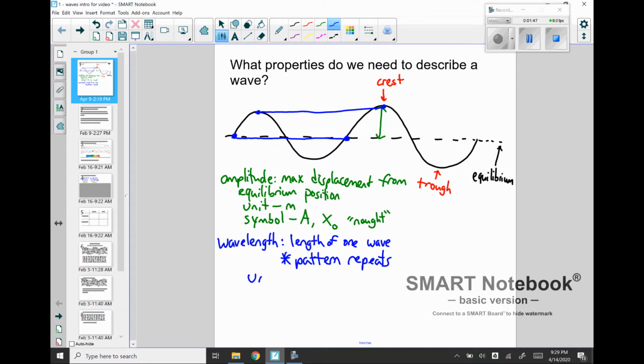Since this is a length, it is also measured in meters. And for a symbol, it gets a Greek letter lambda. Lambda makes the L sound in Greek, but we've already used L to mean a generic length, so we use lambda for the wavelength.